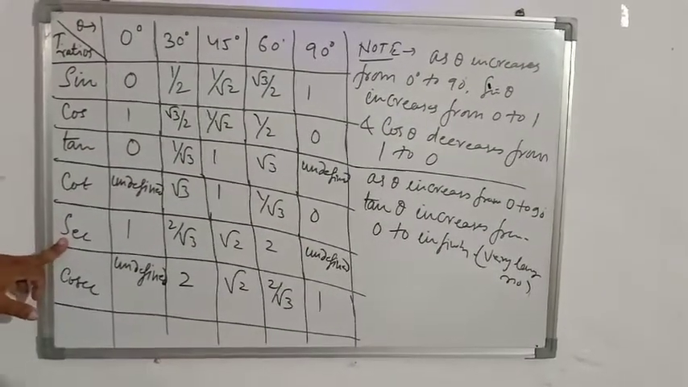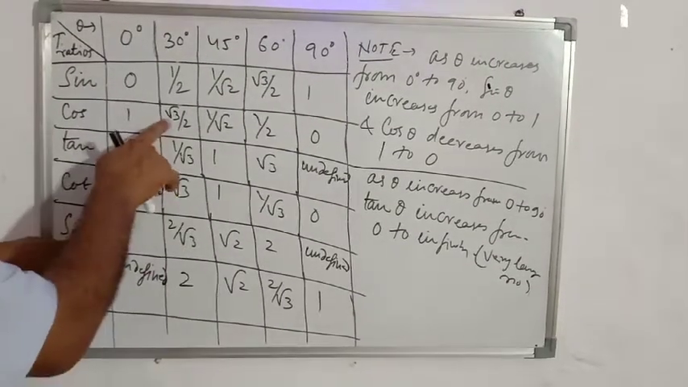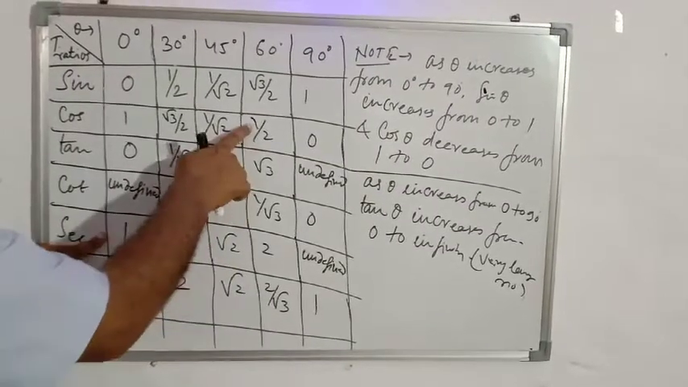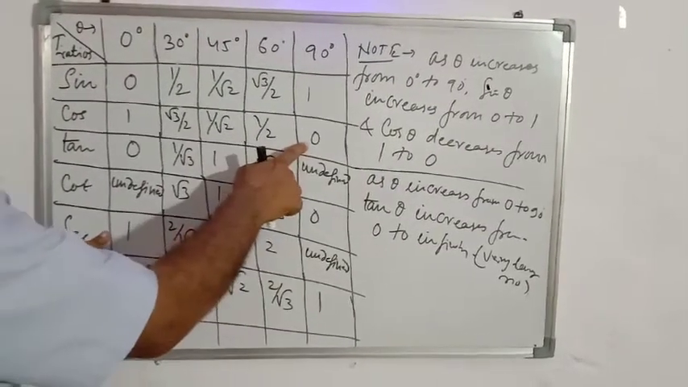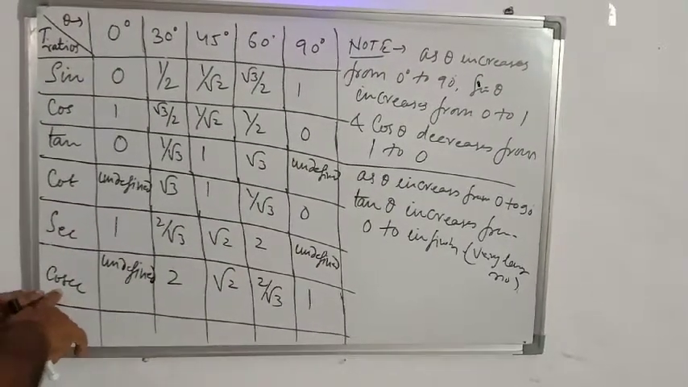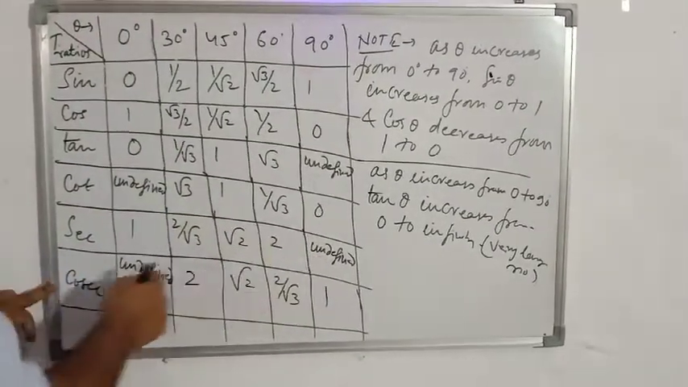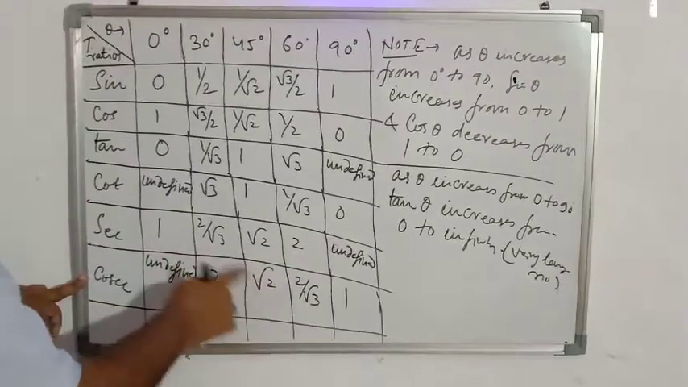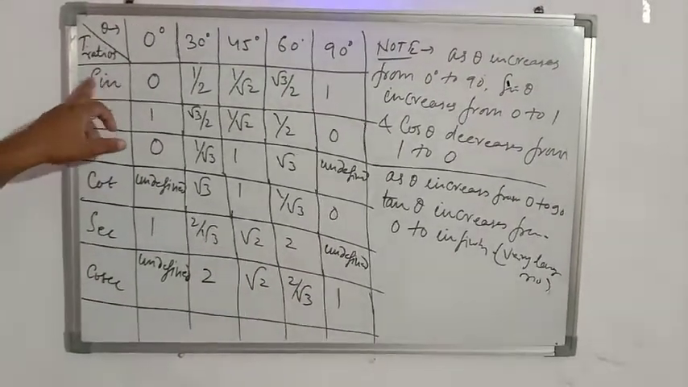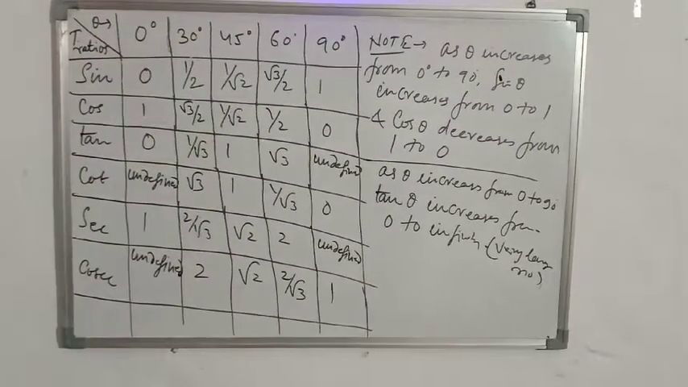Sec is reciprocal of cos. So what is reciprocal of 1? 1. Reciprocal of root 3 by 2 is 2 by root 3. 1 by root 2 reciprocal is root 2. 1 by 2 is 2 by 1. And reciprocal of 0 is 1 by 0, undefined. For cosec, take the reciprocal of sin or write it in the reverse order: undefined, 2, root 2, 2 by root 3 and 1. So learn these values for sin and then you can complete the whole table.